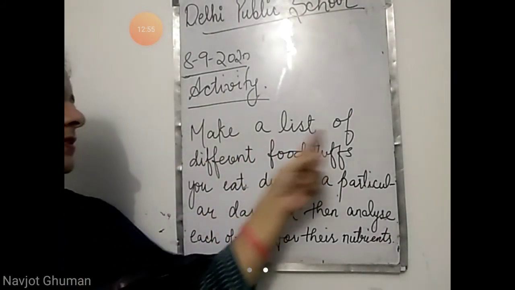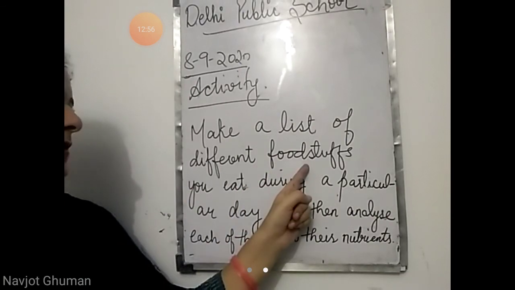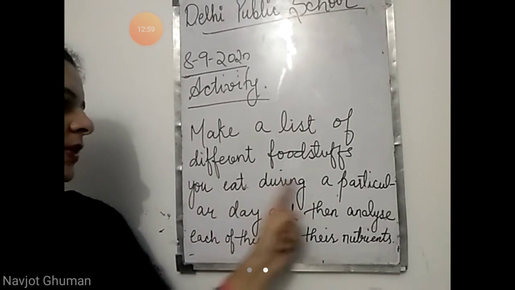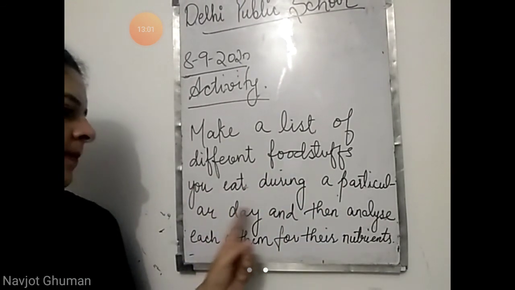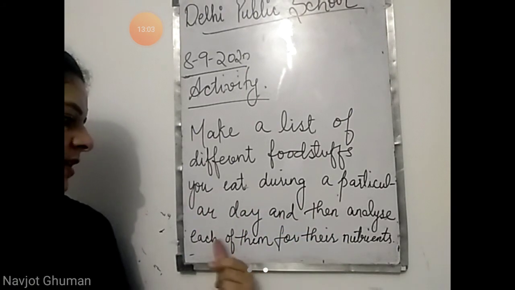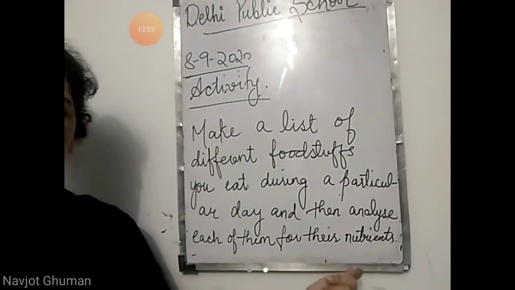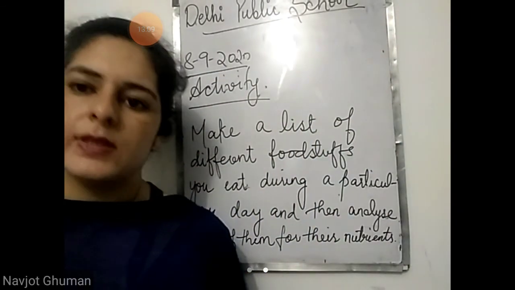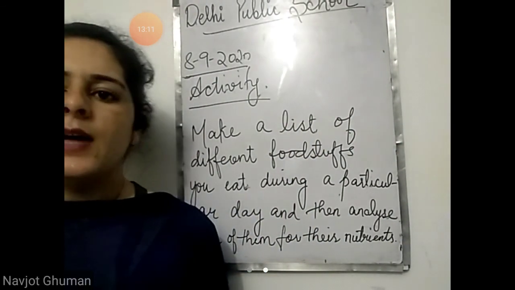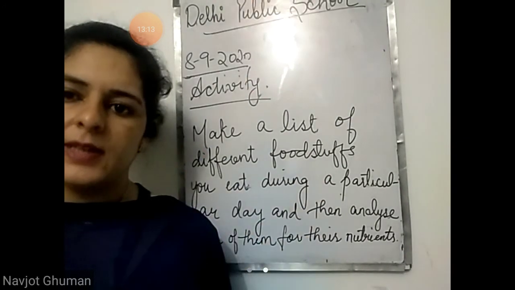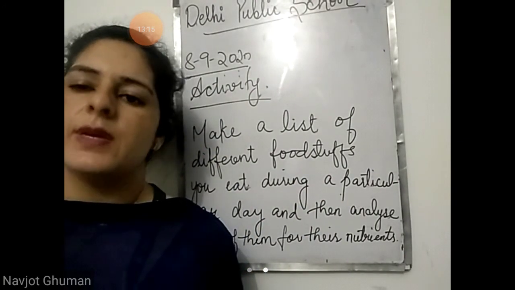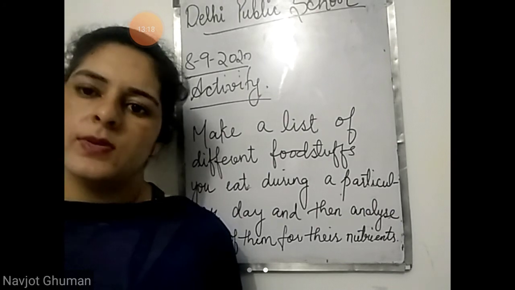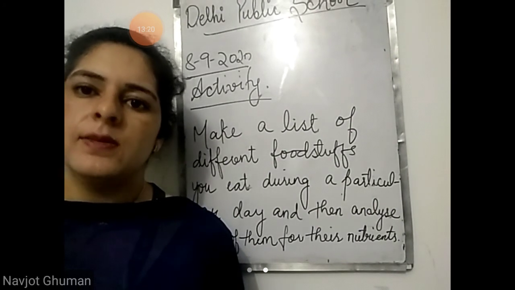Make a list of different foodstuffs you eat during a particular day and then analyze each of them for their nutrients. You will have to make a list, means what you have eaten during a particular day, and on the other side you will write which type of nutrients are present in that food items. So this is your activity, submitted by Saturday.